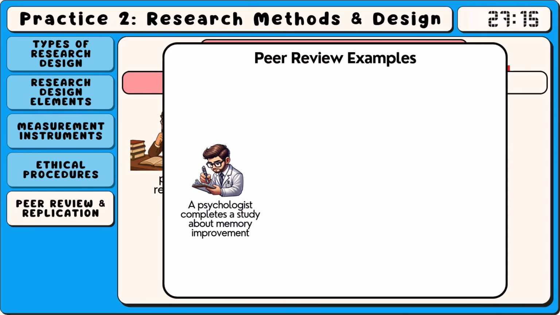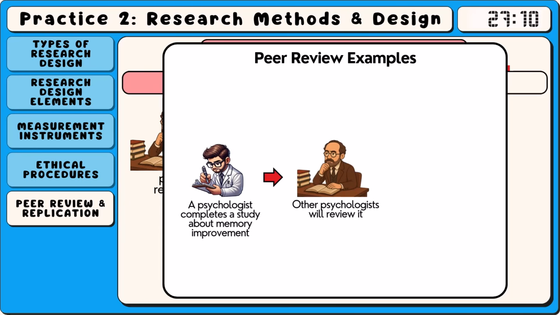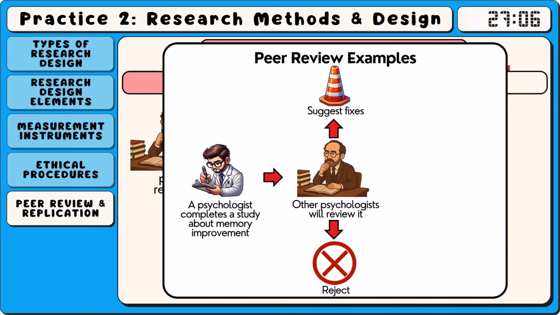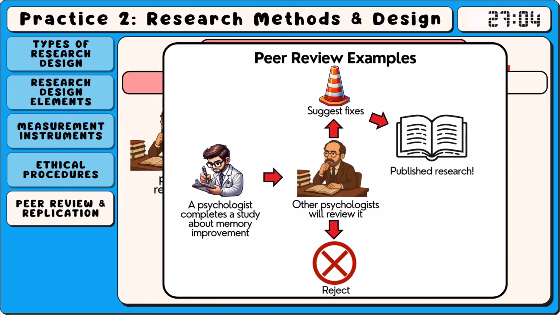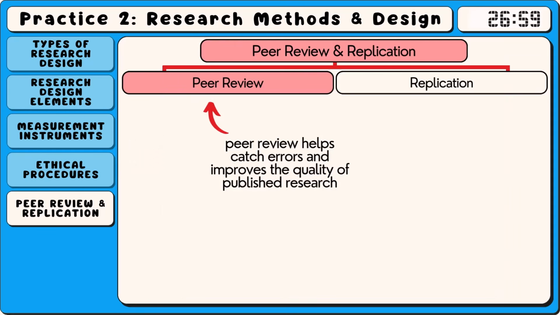For example, once a psychologist completes a study about memory improvement, other psychologists will review it and may suggest fixes or reject it if the research is weak. If the fixes are made, the study results get published. Overall, peer review helps catch errors and improves the quality of published research.